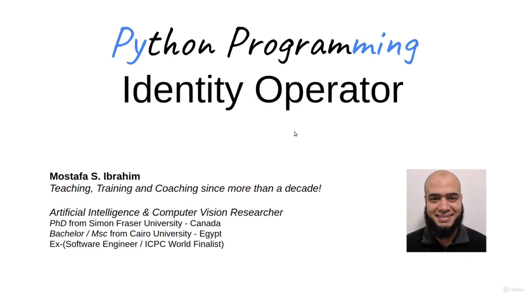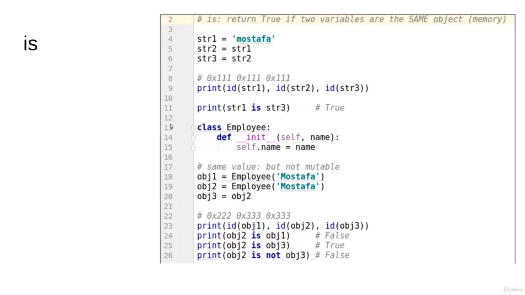In Python, we have what we call the identity operator. Remember the ID. When I define string 1 as Mustafa, string 2 as str1, string 3 as str2, string 1, string 2, string 3 will all have the same ID in the memory. When I say str1 is str3, the "is" is what we call the identity operator, and it's mainly counting on these IDs. Are they the same IDs or not?